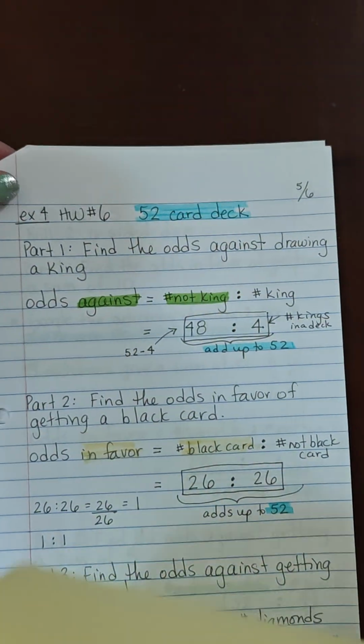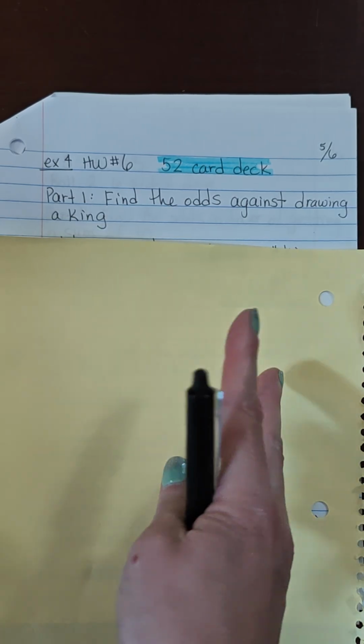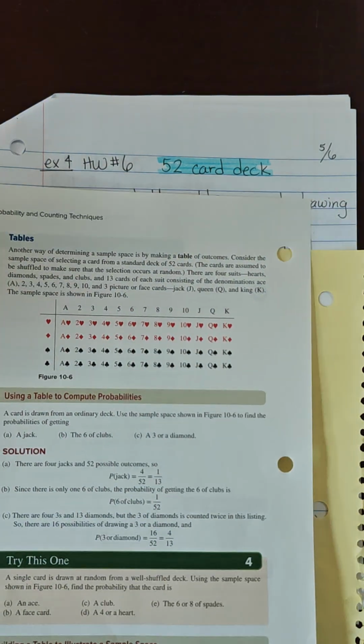Okay, so this one we're going to use a 52 card deck again. This is homework number 6. Find the odds against drawing a king. So we're talking about the odds, so we just need two numbers that add up to be 52. Against means that the first number is going to be the number of ways to not draw a king. And the second number is going to be the win, or the number of ways to get a king.